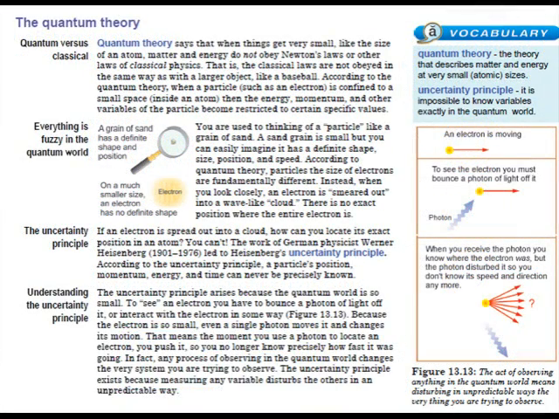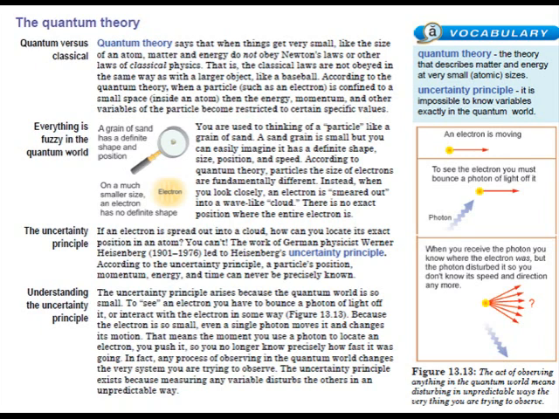Quantum theory says that when things get very small, like the size of an atom, matter and energy do not obey Newton's laws or other laws of classical physics. That is, the classical laws are not obeyed in the same way as with larger objects like a baseball. According to the quantum theory, when a particle such as an electron is confined to a small space inside an atom, then the energy, momentum, and other variables of the particle become restricted to certain specific values.